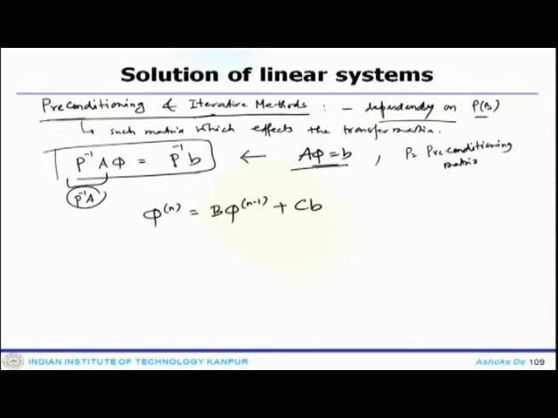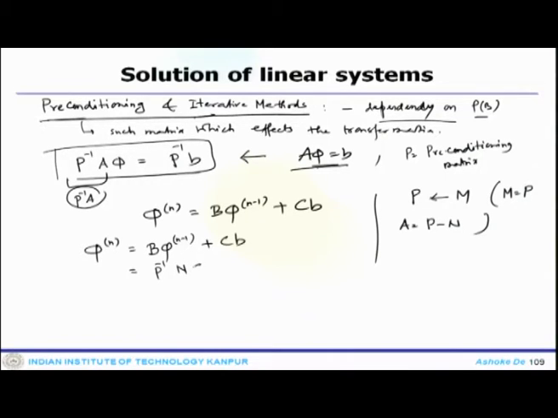Now what we will do, we will replace P by M, and A equals P minus N. So that means basically what we are saying is that M equals P and A equals P minus N. So once we use that for the fixed point iteration equation, this equation looks like B phi to the power n minus 1 plus C B, which is P inverse N phi n minus 1 plus P inverse B.